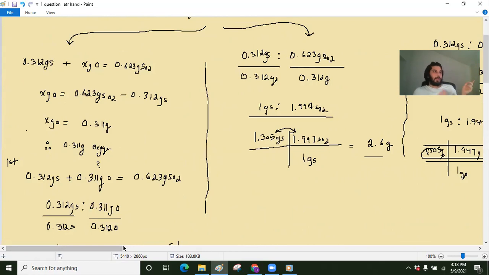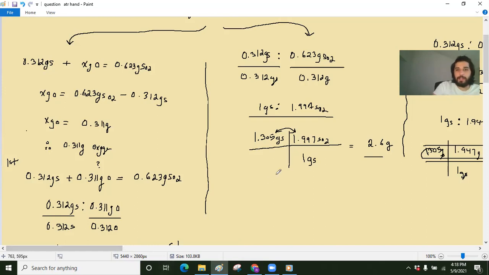But if you go from reactant to product, then you're going to eventually have a conversion factor which involves the product. And so you'll be able to express your sulfur in terms of the product, which in this case is sulfur dioxide. And so that's really how you would do these.